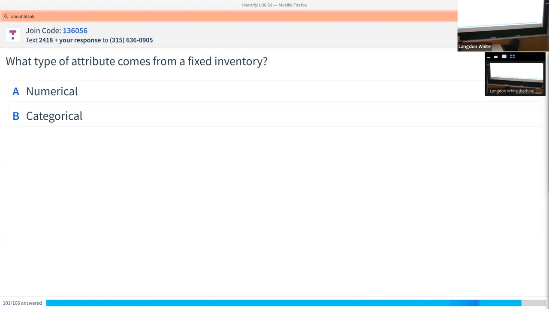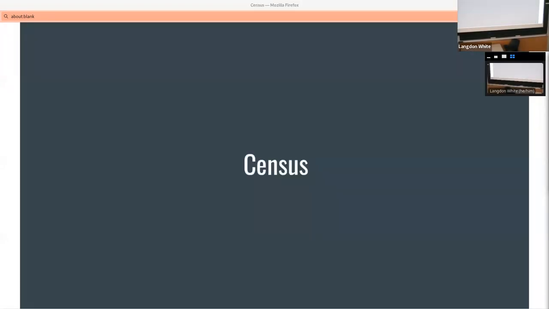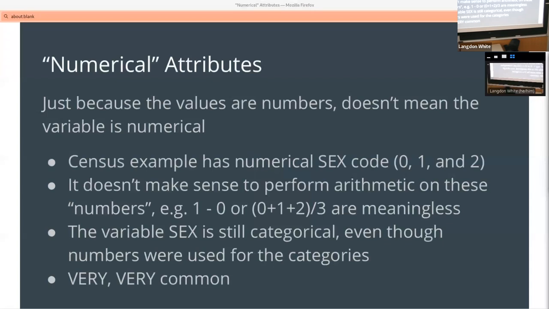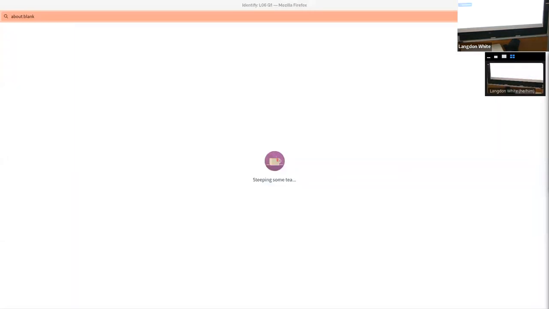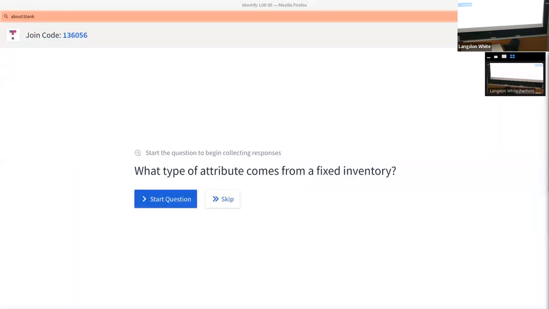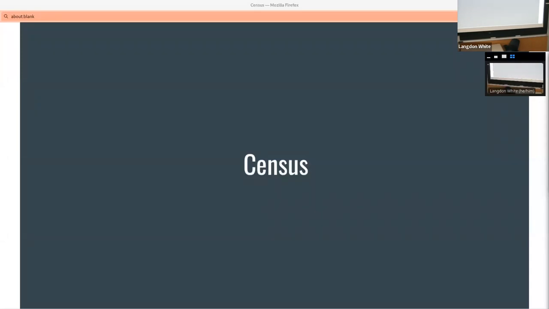All right, so answered in. I think there's another question in a second, but it might be later. So the correct answer was categorical. Looked like most of you got it, but I jumped past the screen too fast.